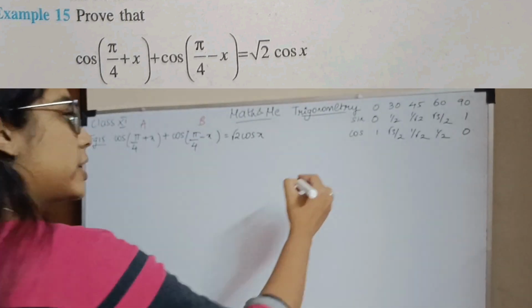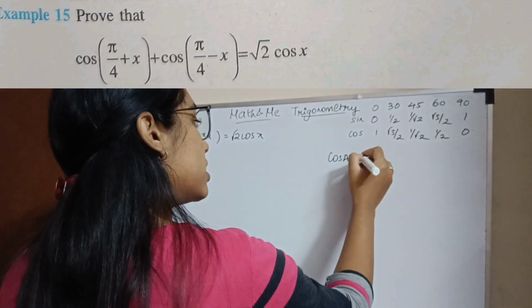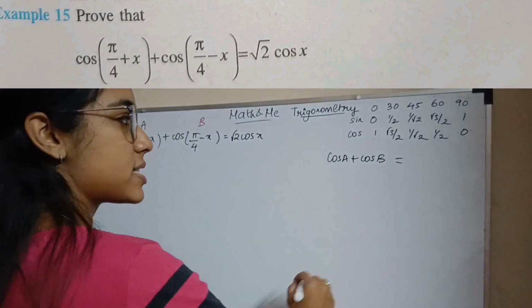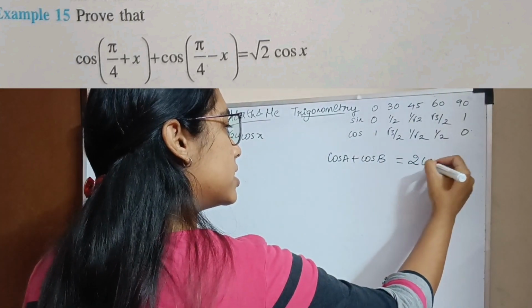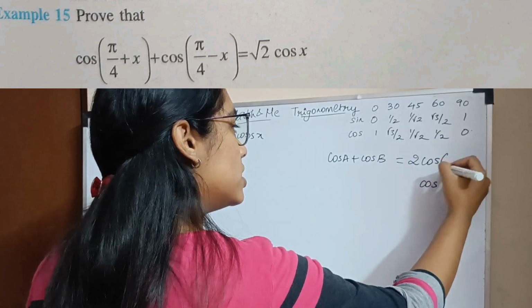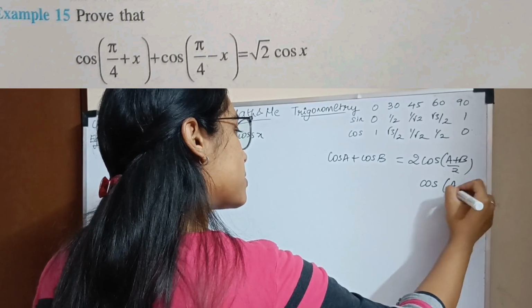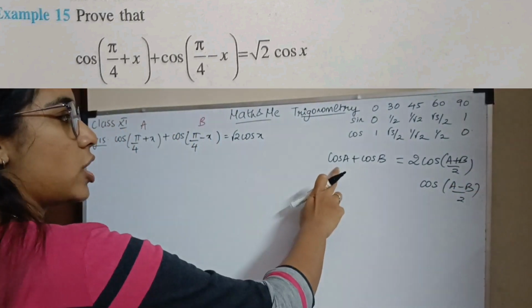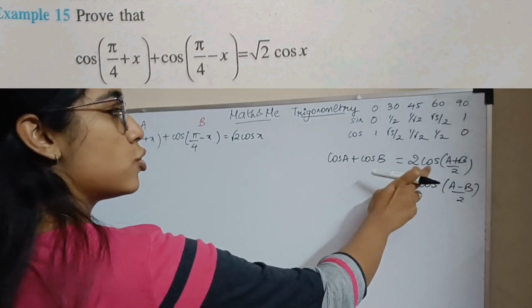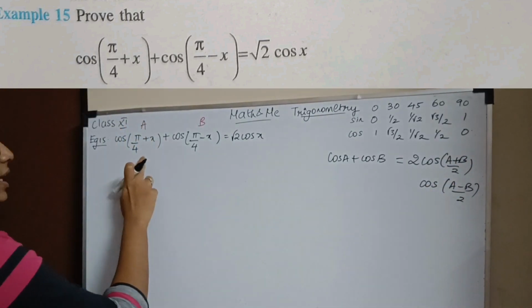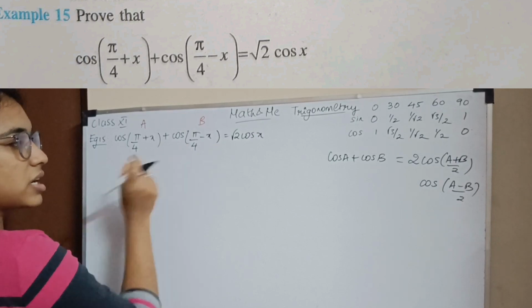So what formula do I know? Cos a plus cos b. So when I have cos and plus, I'll have 2 cos. So cos will be there, cos will be there. I'll be left with a plus b divided by 2 times a minus b divided by 2. So I have cos a plus cos b equals 2 cos a plus b by 2 times cos of a minus b by 2. So in that, a is this term and b is this term inside the bracket.